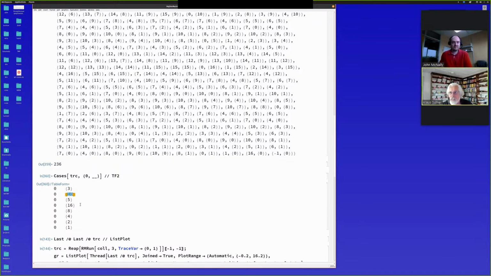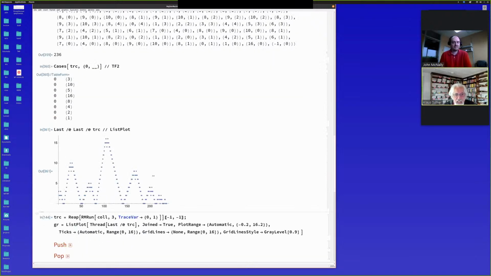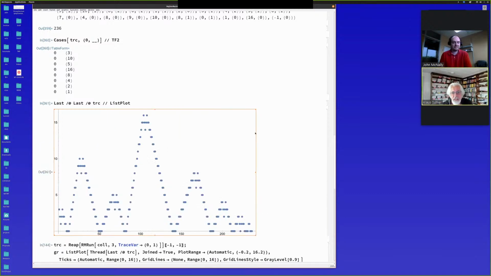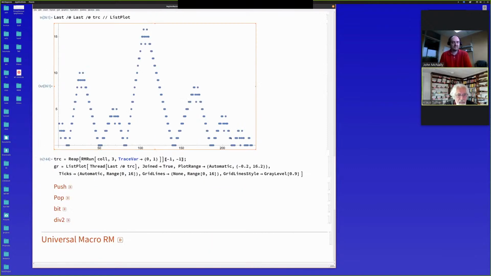Well, 3 times 3 plus 1 is 10, right? And then you divide by 2, you get a 5, and then 16, and so on and so forth. So the point here is that now that you have the whole computation, the whole trace, as a simple data structure, you can start mucking around with it, and particularly you can try to visualize what these computations look like. And there are many different ways you can go depending on what you're really interested in.